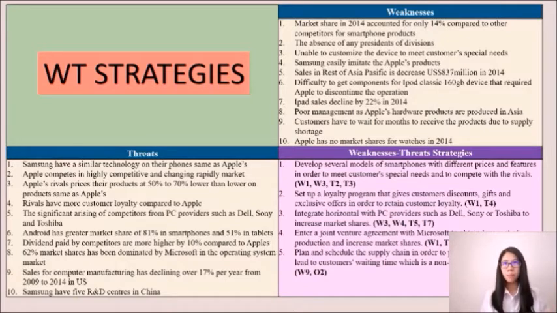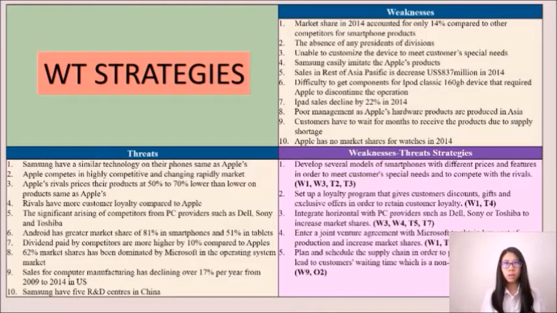Thirdly, we suggest Apple to integrate horizontally with PC providers such as Dell, Sony, or Toshiba to increase market shares. This is referring to W3, W4, T5, and T7 to reduce low market shares, inability to satisfy customer needs, and also avoid competitors and relatively lower dividend pay.